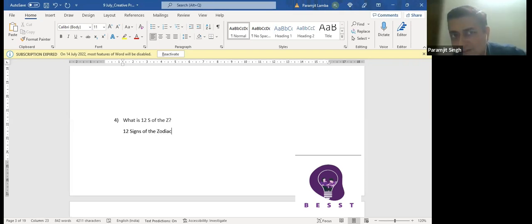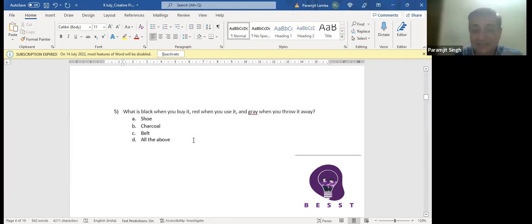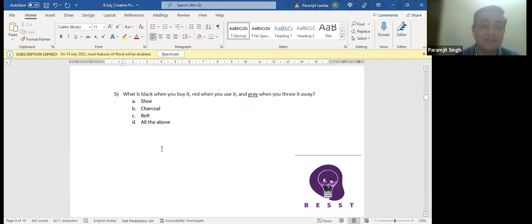12s of the Z. Interesting? Everyone understood? So this is creative problem solving. You have to think about it creatively. What is black when you buy it, red when you use it, and gray when you throw it away? A shoe, charcoal, belt, or all of the above?